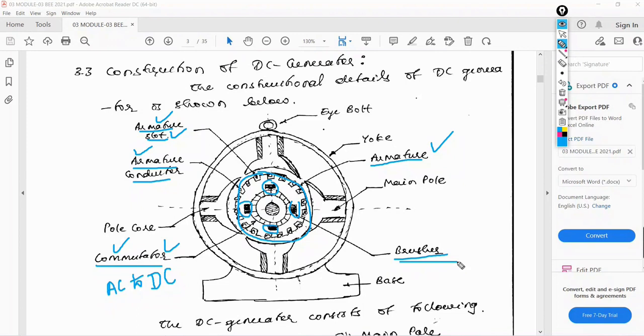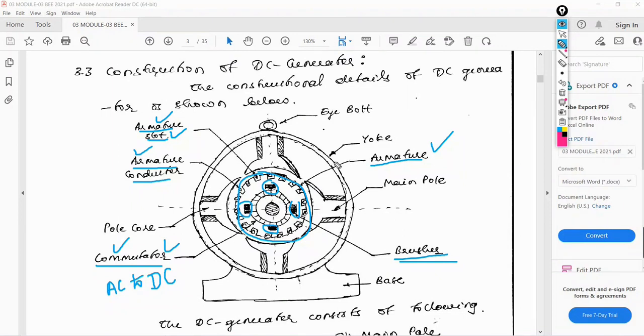What is the function of these carbon brushes? They collect the induced EMF. Whatever EMF is induced, these carbon brushes are used to collect it. This is with respect to the rotating part. Then there is a stationary part. The outer covering of the machine is the stationary part, while the rotating part carries the mechanical energy.